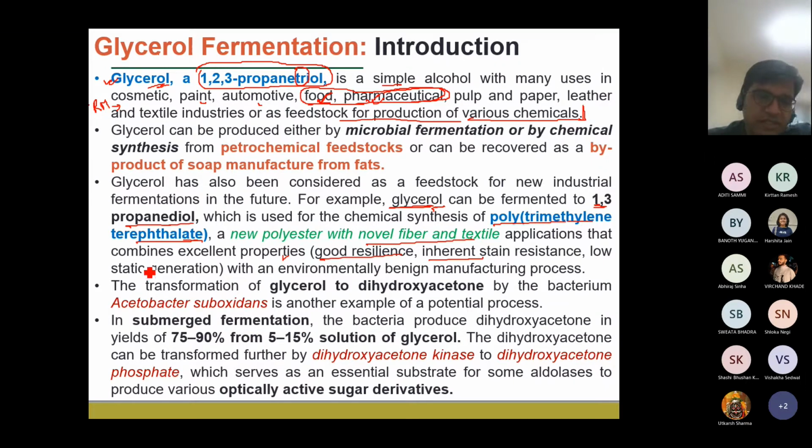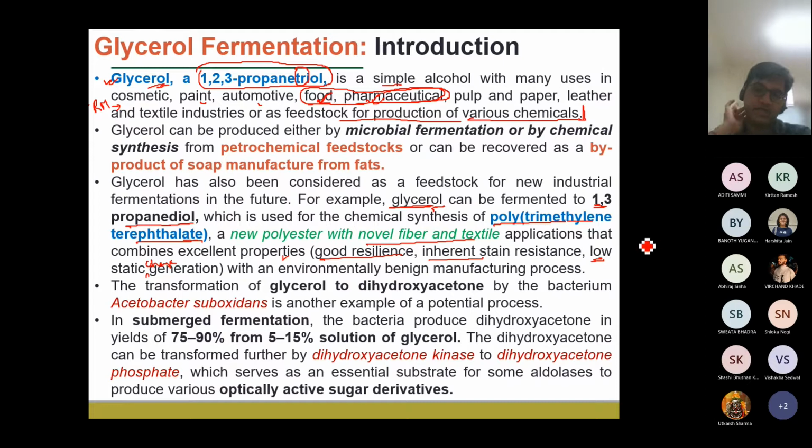Static generation means static charge generation. Generally with plastics, if you take a new polythene bag, you can feel there is a formation of those charges. However, if we produce this polytrimethylene terephthalate, it is very strong with good resilient properties, and it generally has low static charge generation. Because of that, it can be used, for example, for making body components or parts of electronic products. So that is very much important.